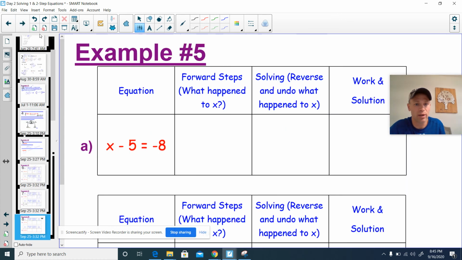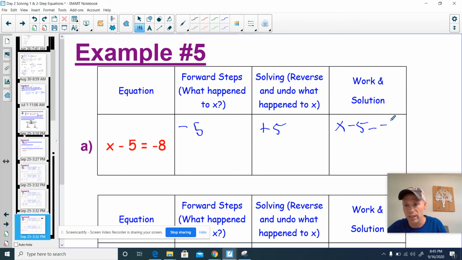All right, moving right along here. What's happening to the x? I am subtracting 5. How do I undo that? I add 5. And then here's my example for the work, right? So x minus 5 equals negative 8. I'm going to follow the steps here. So plus 5, plus 5. That leaves me with x equals negative 8 plus 5 is negative 3.